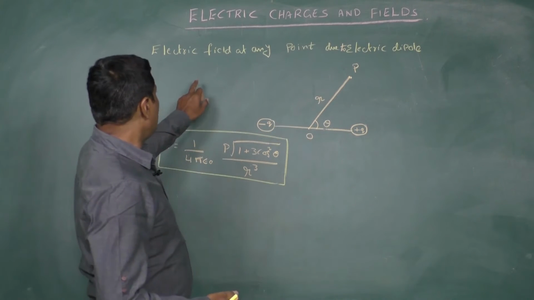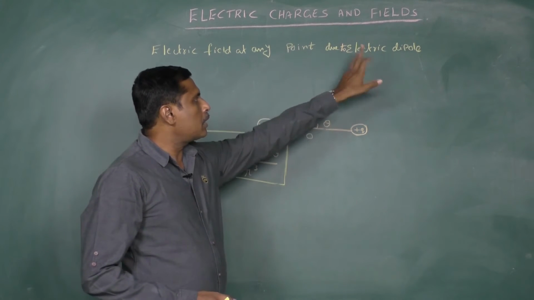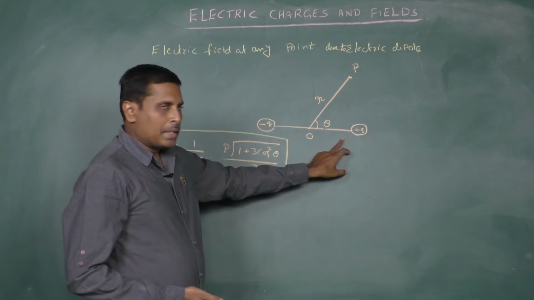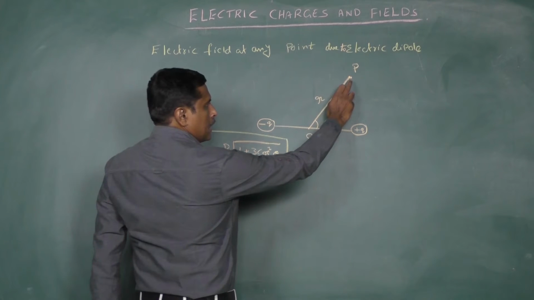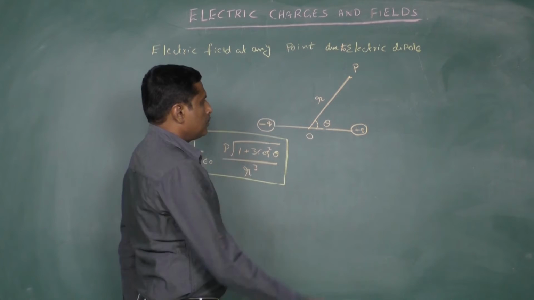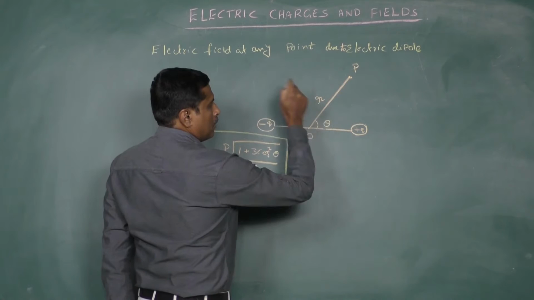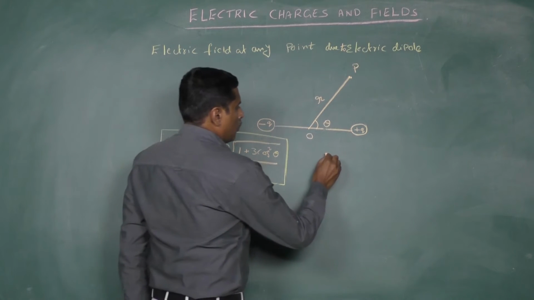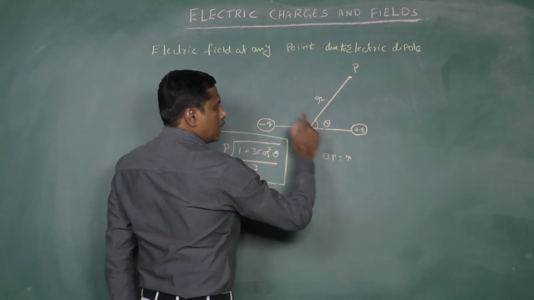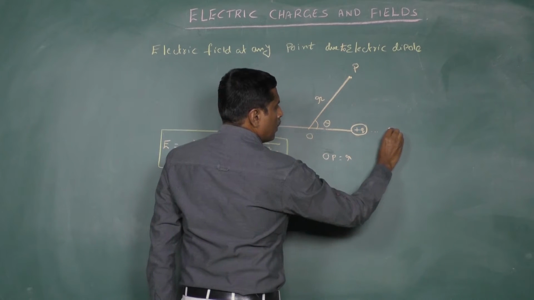Okay, the next topic is electric field at any point due to electric dipole. Let us consider an electric dipole with a dipole moment P, and consider a point P, and O is the center of the dipole. The line joining the point P and O is represented by OP. OP is equal to R, and this OP is making an angle theta with respect to the axis of the dipole.